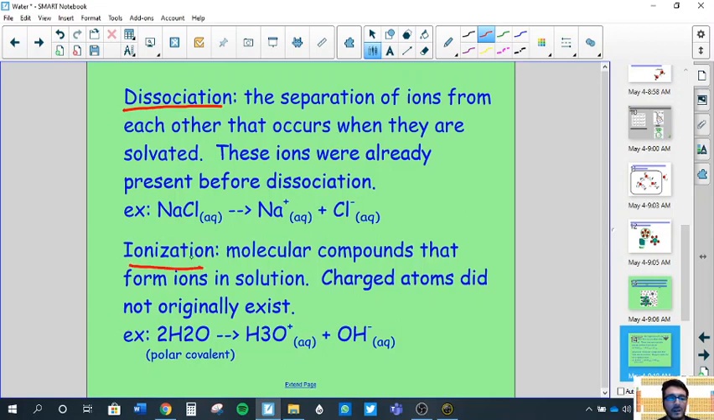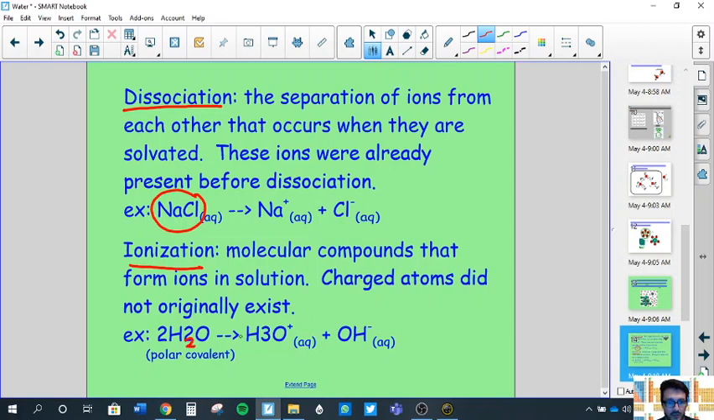Dissociation versus ionization. Dissociation essentially just refers to the separation of ions. Now, these sodium and chloride ions already existed. We've talked about these types of intermolecular forces: strong ionic interactions. Sodium and chloride already exist as ions in those crystal lattice structures we've seen previously. So when they are dissociated, they just produce their own ions, right? They already are ions, sodium and chloride. So that's just dissociation.